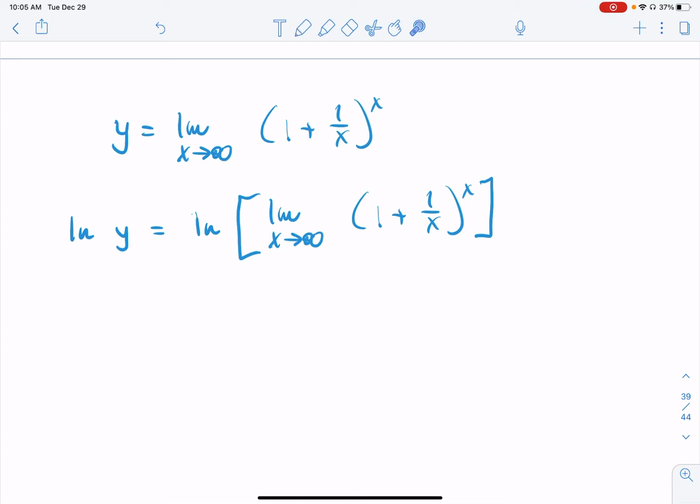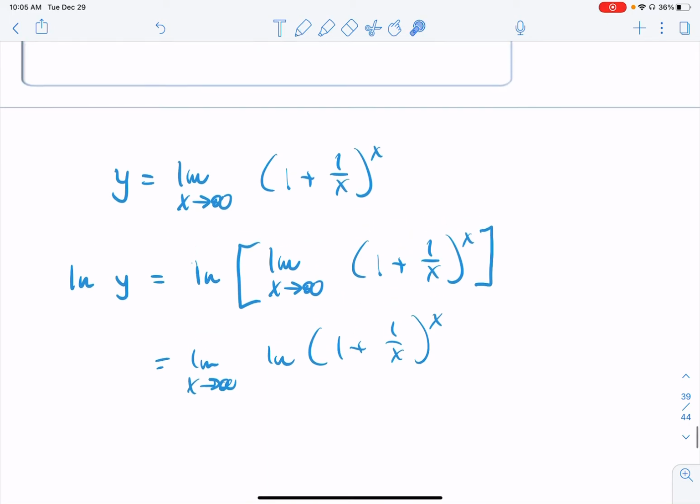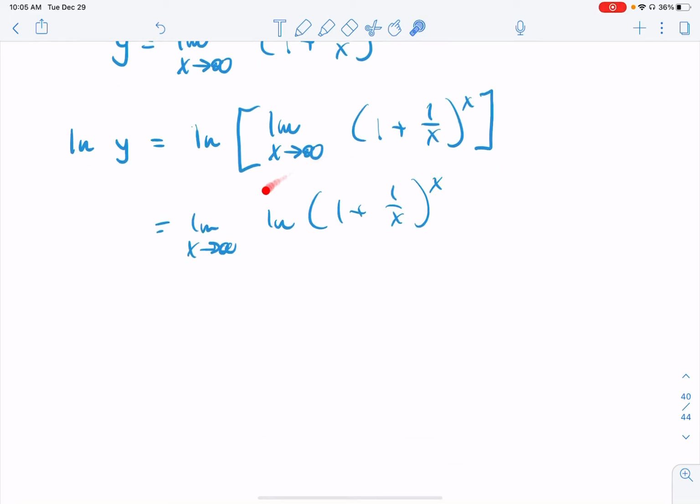With a property of limits here, this natural log can pass through this limit, and then I'm taking the limit of the function that's inside of here. So this is equal to the limit as x approaches infinity of the natural log of (1 plus 1 over x) raised to the x power, and now we have a power to a power. So this x gets to come down. We're going to bring that down: the limit as x goes to infinity of x times the natural log of 1 plus 1 over x.